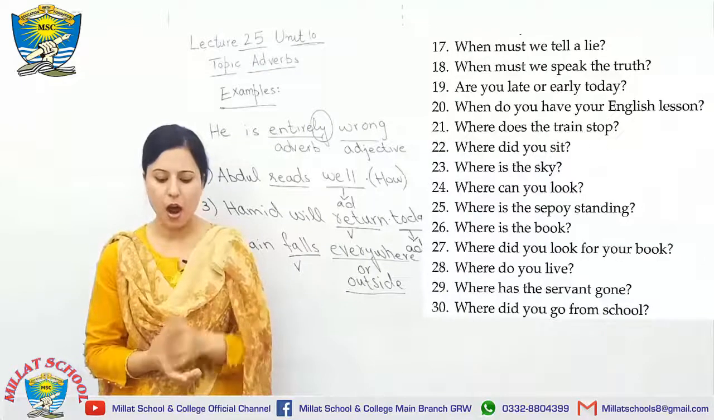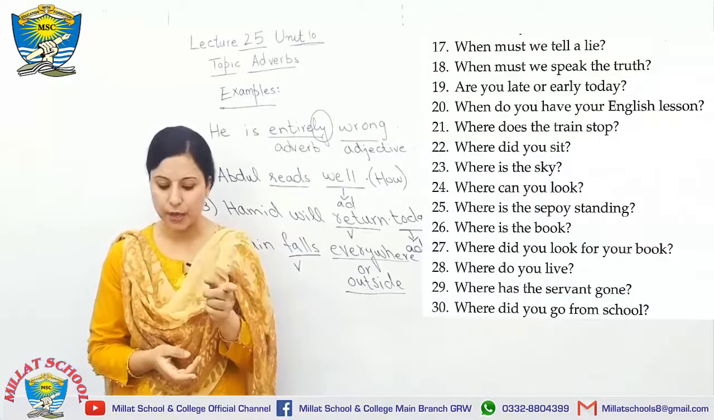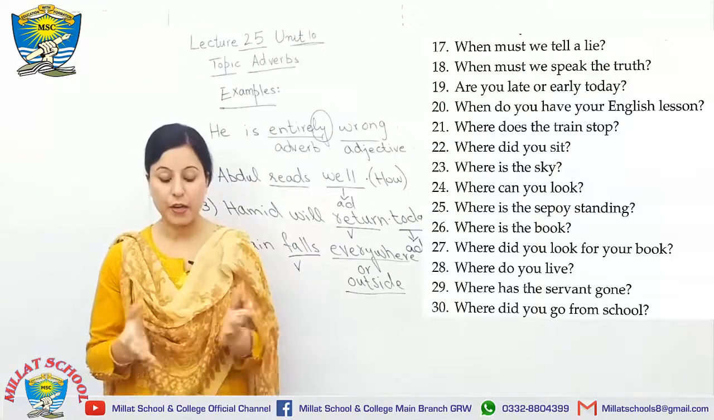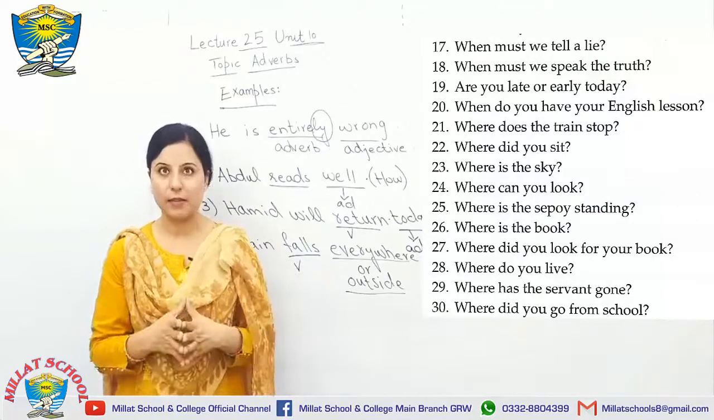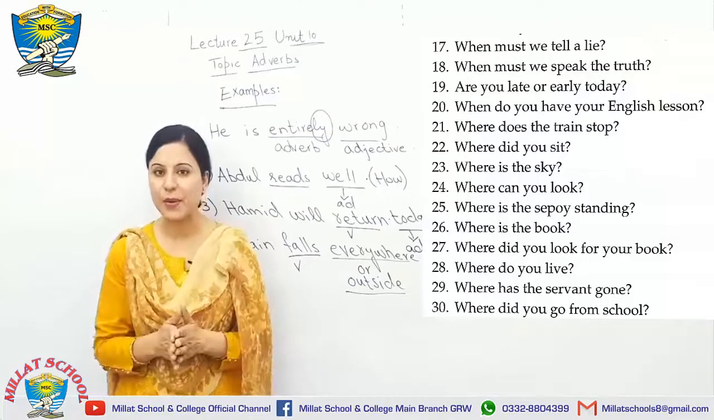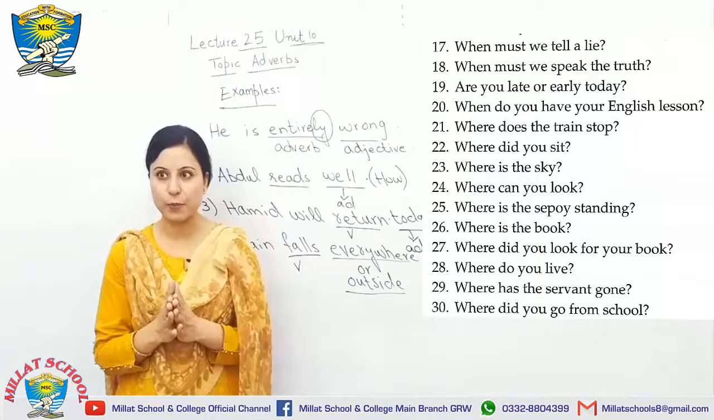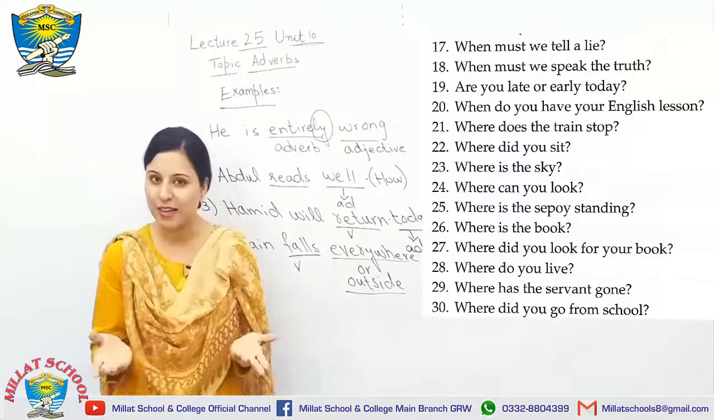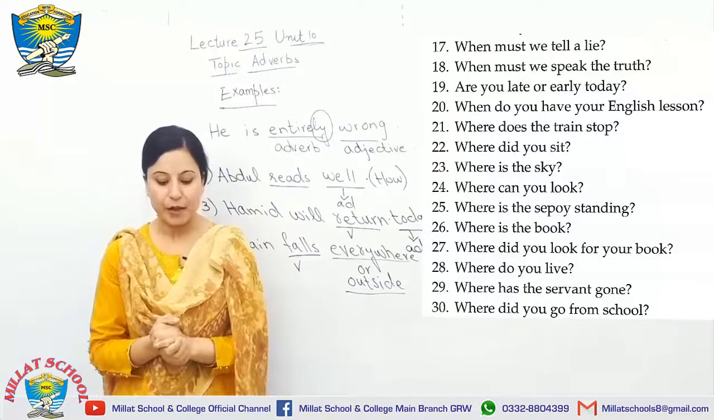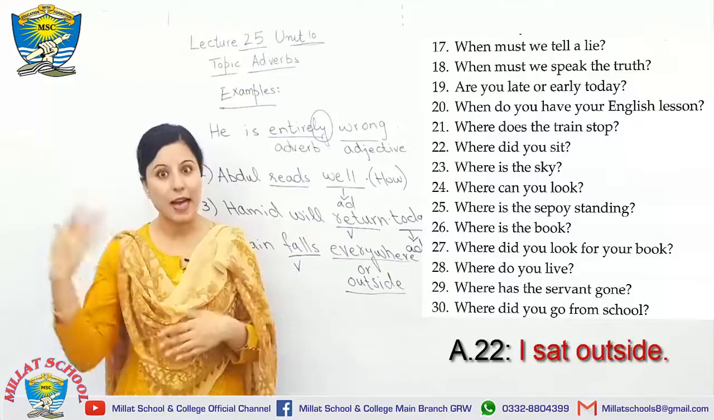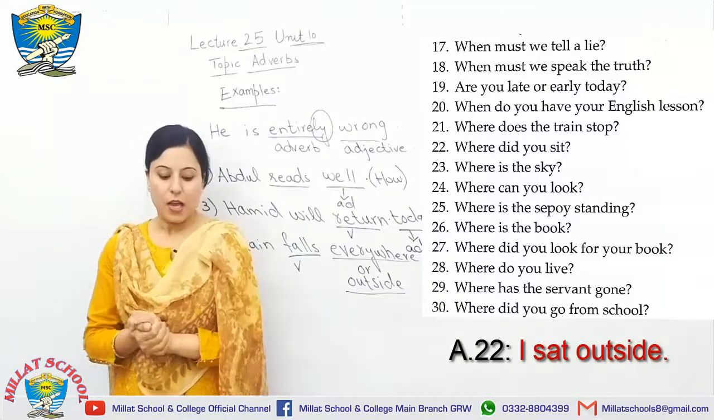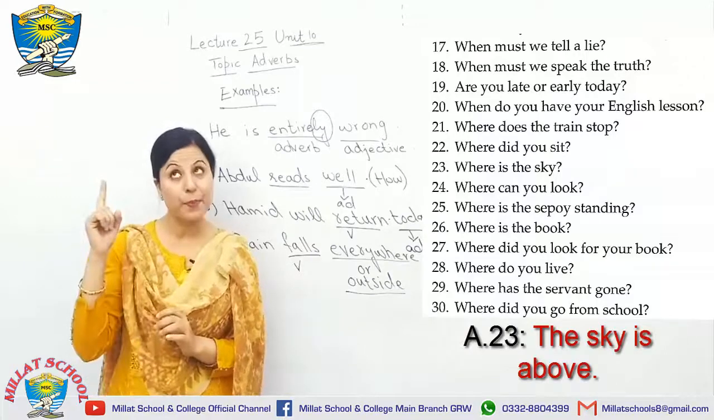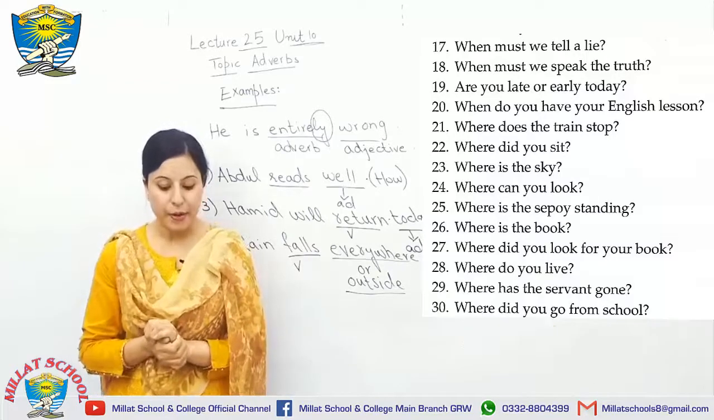Number 19, are you late or early today? I am early today. Number 22, where did you sit? Did tells us about the past tense. So we have to be careful about the answers, that we should give the answers also in the past. For example, where did you sit? I sat outside. Where is the sky? The sky is above. Number 24.